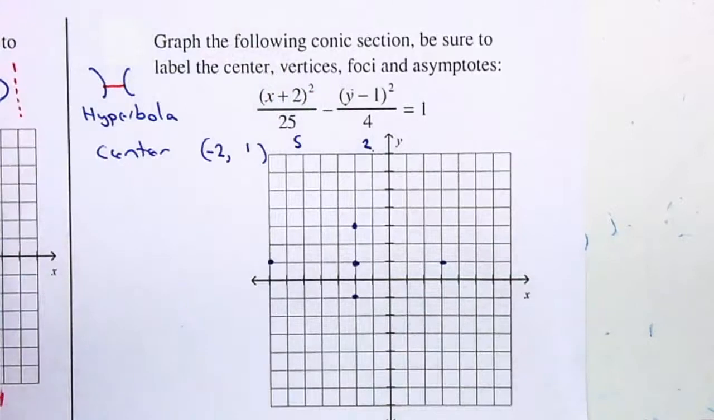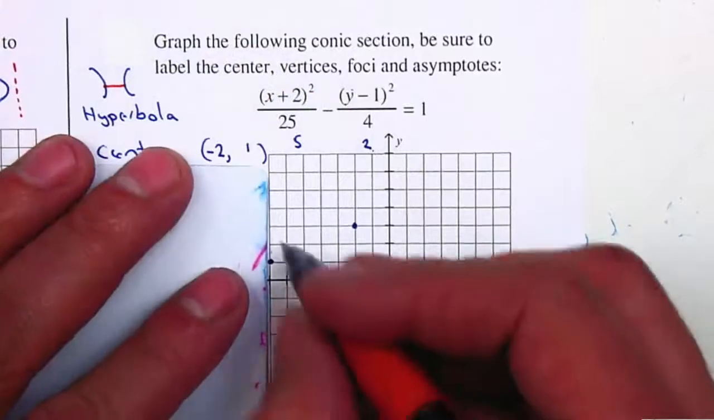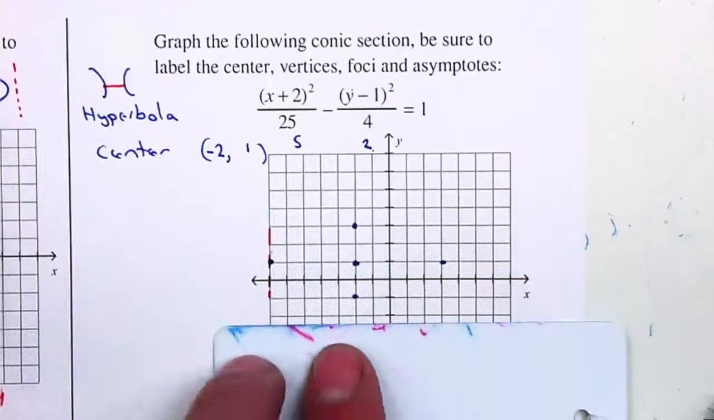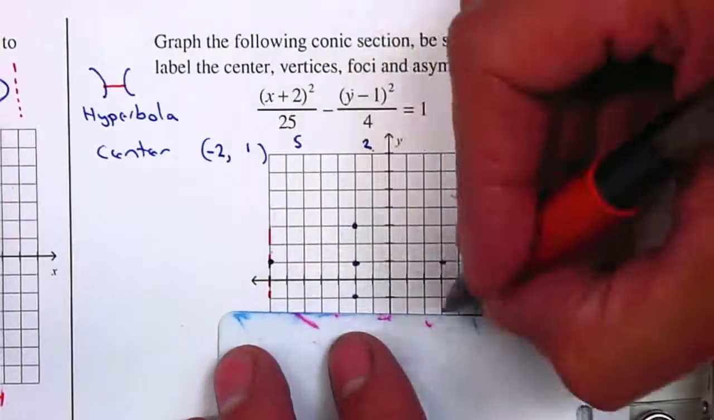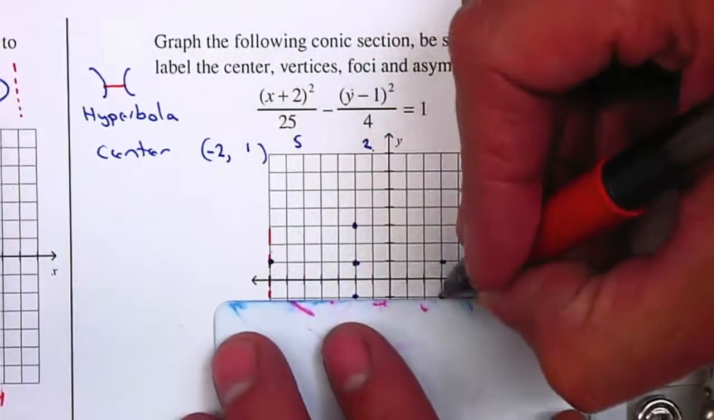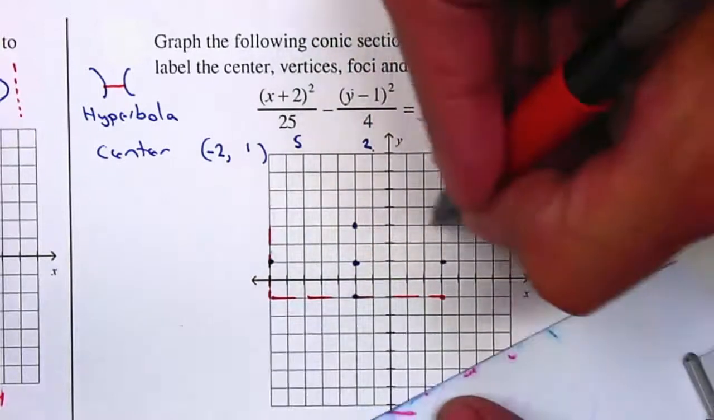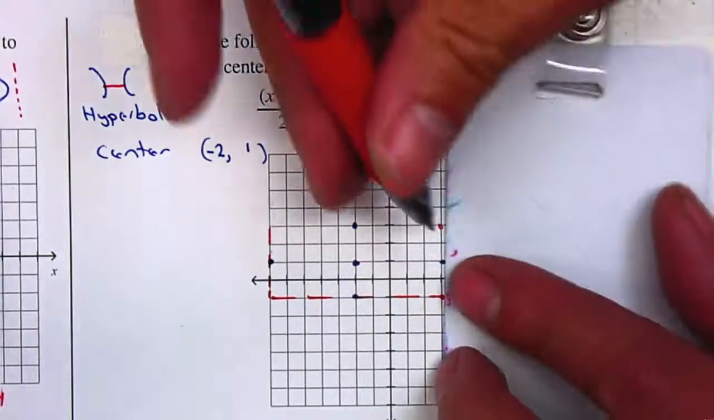And from here, I'm going to make my box. My box is basically just my construction. It's not part of my graph. I'm going to find the corner and make my box.